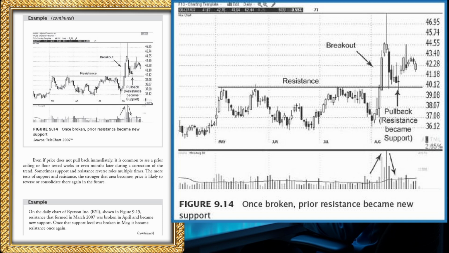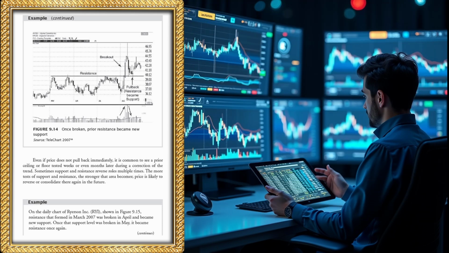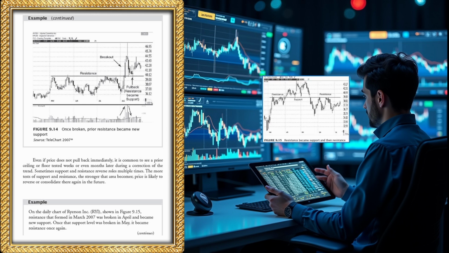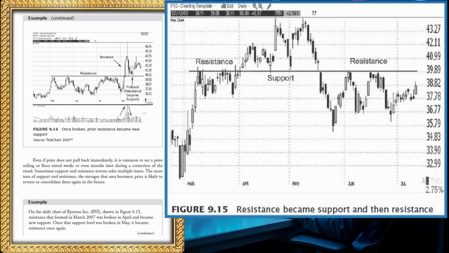Sometimes support and resistance reverse roles multiple times. The more tests of support and resistance, the stronger that area becomes. Price is likely to reverse or consolidate there again in the future. Example: on the daily chart of Ryerson Inc. (RYI), shown in Figure 9.15, resistance that formed in March 2007 was broken in April and became new support. Once that support level was broken in May, it became resistance once again.